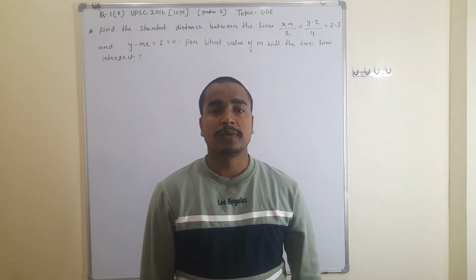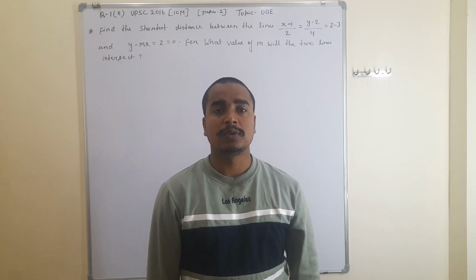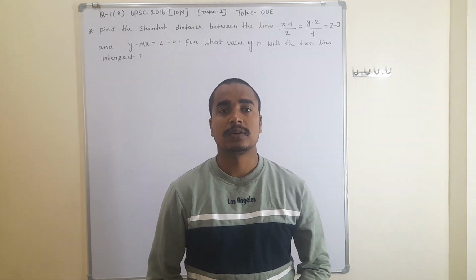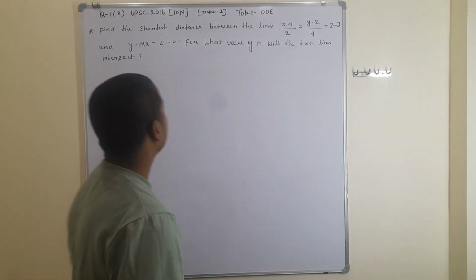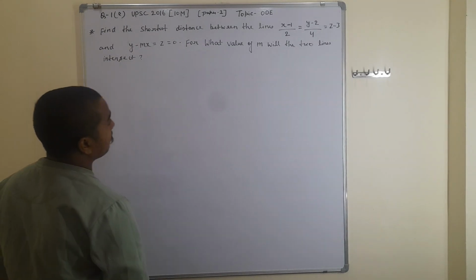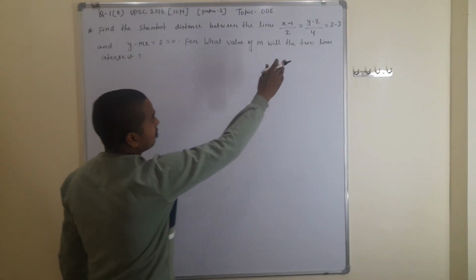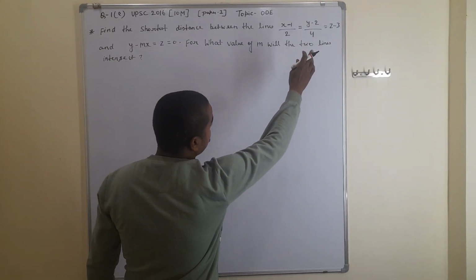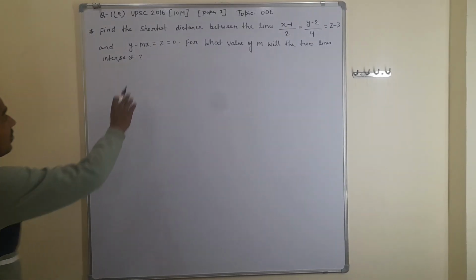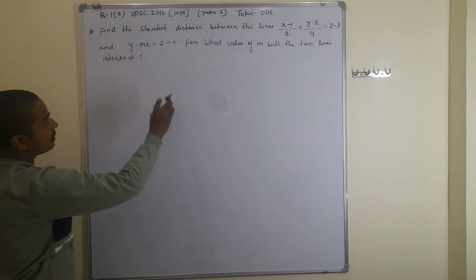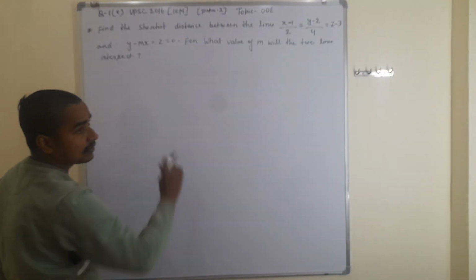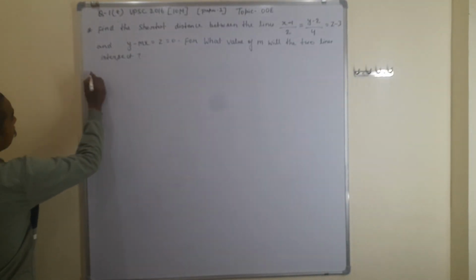Hello everyone. Today we are going to solve the problem of UPSC 2016 10 mark question from topic shortest distance between two lines. Here in the given question, find the shortest distance between the lines (x minus 1)/2 is equal to (y minus 2)/4 is equal to z minus 3, and y minus mx is equal to z is equal to 0, and for what value of m will the two lines intersect. Let's solve the problem.